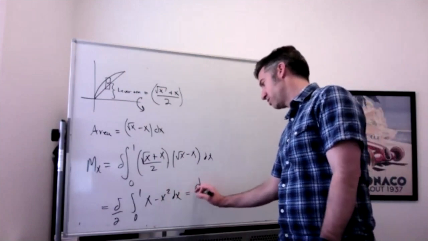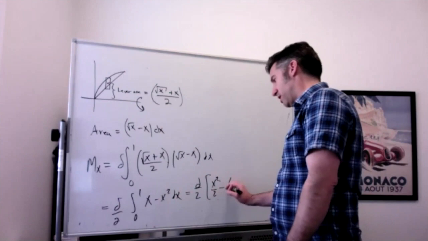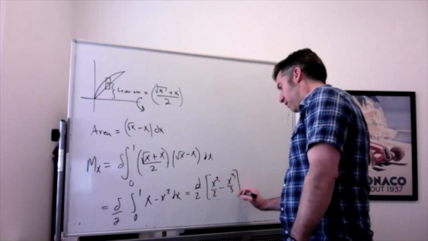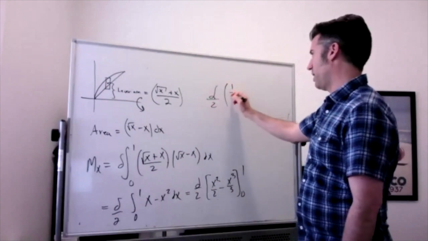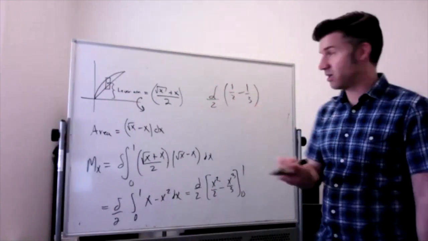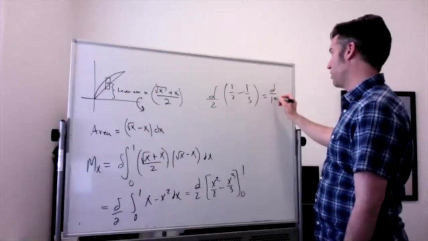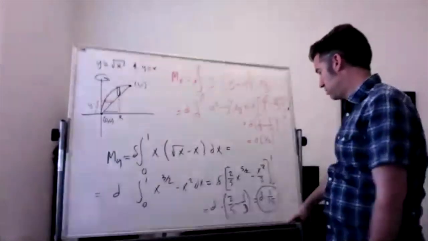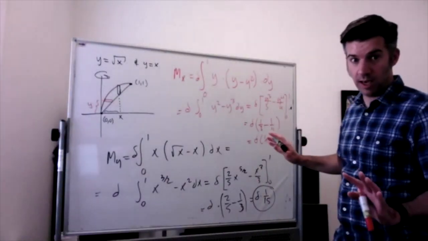You get delta over 2, and integrate this as x squared over 2 minus x cubed over 3 from 0 to 1. So I get delta over 2 times 1/2 minus 1/3. 1/2 minus 1/3 is 1/6. 1/6 times 1/2 is 1/12. So I do get delta over 12, just like I have over here. Okay.